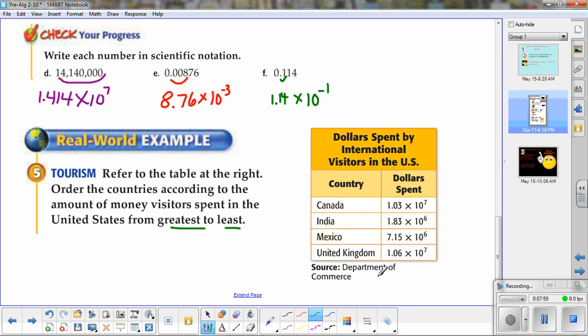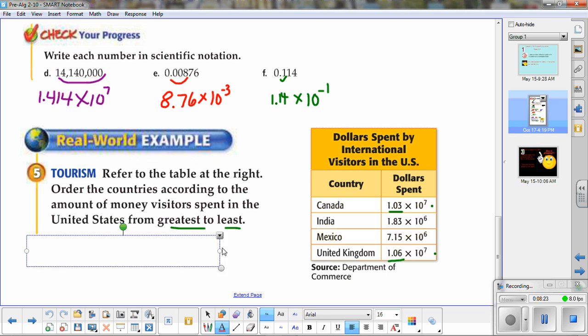These are all in scientific notation over here. So if I wanted to compare them and I want greatest to least, Canada and United Kingdom are going to be the two largest because they are to the 7th power. Since they're both to the same power, I'm going to compare these two numbers right here. And United Kingdom is a little bit larger than Canada. So the greatest is going to be United Kingdom. And then after that would be Canada.